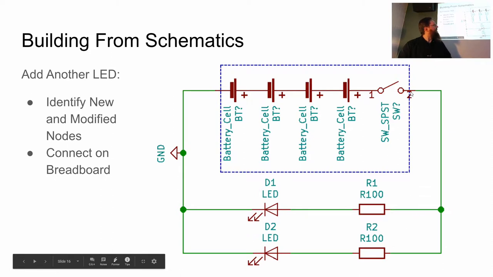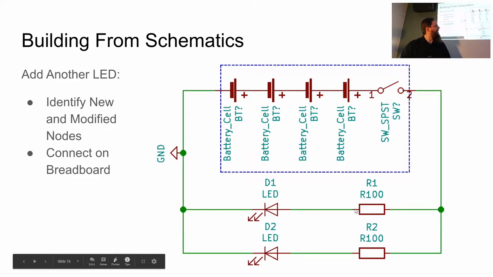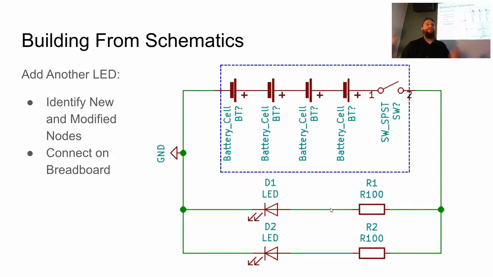So back to the node concept. Before, we had the node that was the positive battery terminal connected to one leg of a resistor. Now we've added to that same node an extra resistor leg. And if you'll remember, that was our red rail on the breadboard. We also have this same node here as before. The other leg of the first resistor is connected to the positive side of an LED. We have a new node that's not connected to anything before. It's connected to the other leg of the second resistor and this side of the LED. So even though they look the same, this inside part isn't connected at all to that inside part.